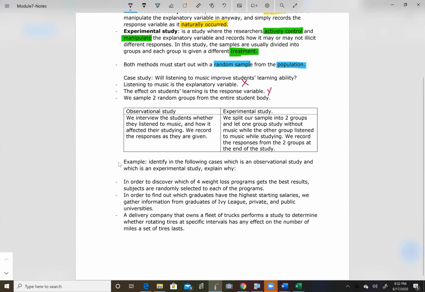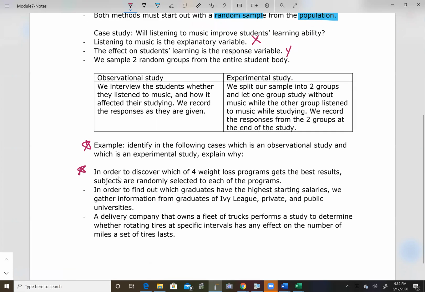Let's look at some examples. Identify in the following cases which is an observational study and which is an experimental study. Explain why. Starting here, in order to discover which of 4 weight loss programs gets the best results, subjects are randomly selected to each of the programs. So what's happening is they are doing different programs. There is a treatment happening. This is an experiment, right? It's not like I woke up today and decided what workout I wanted to do. They were put into different workouts.